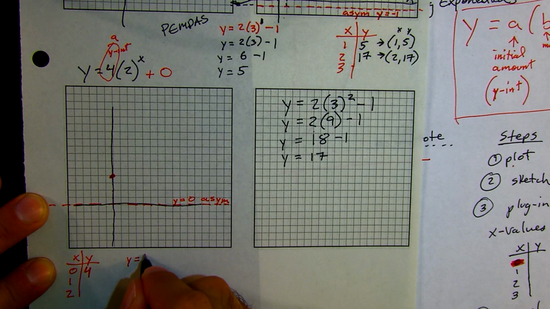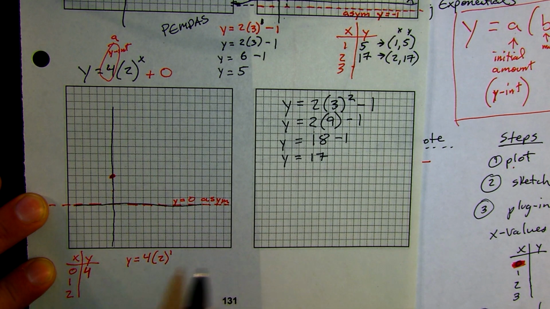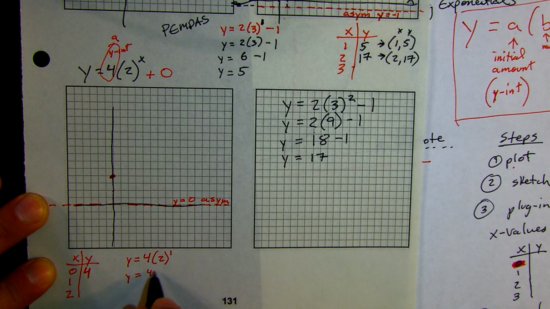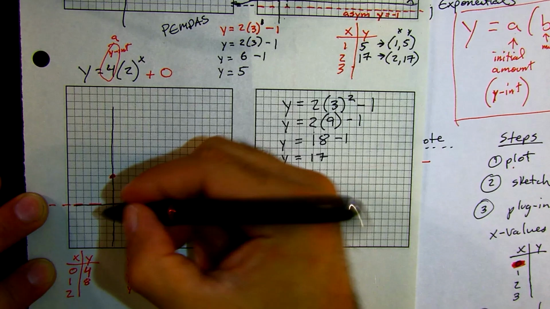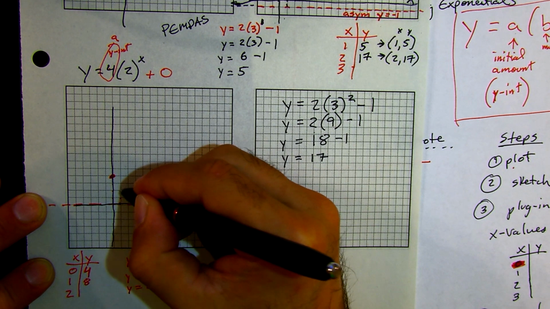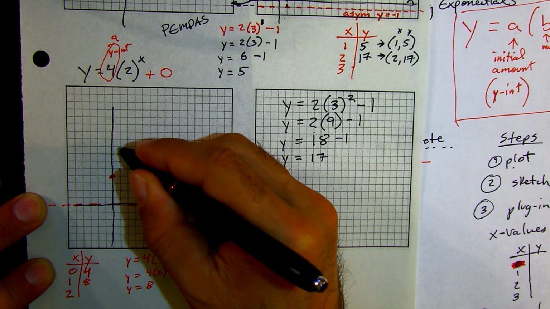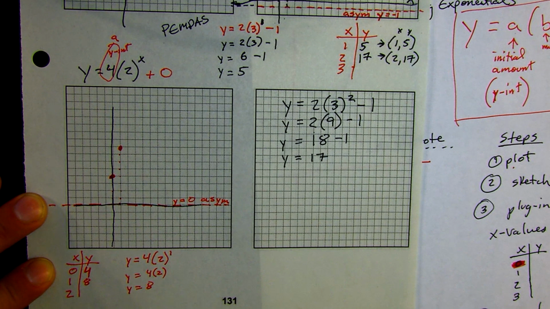Now let's plug in 1. Let's do that. Y is equal to 4 times 2 to the first. Y is equal to 4 times 2. Y is equal to 8. So we've got to go 1 over. 1, 2, 3, 4, 5, 6, 7, 8.